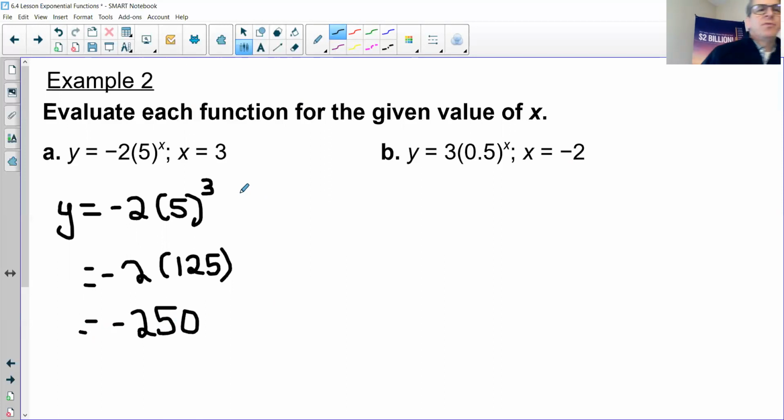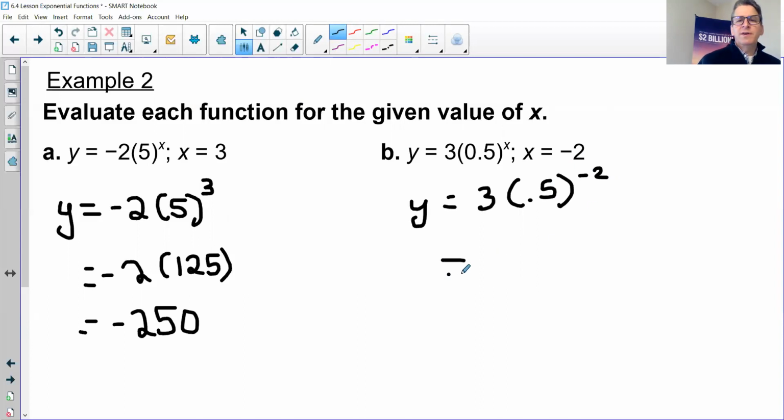Example 2, letter B. Evaluate y is equal to 3 times 5/10 raised to the x. x is equal to negative 2. So take your negative 2 and substitute it in. y is equal to 3 times 5/10 raised to the negative 2 power. That is equal to 3 times 4, which is equal to 12.